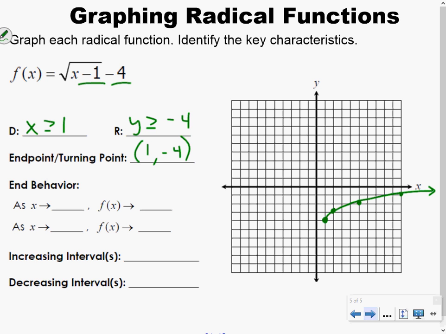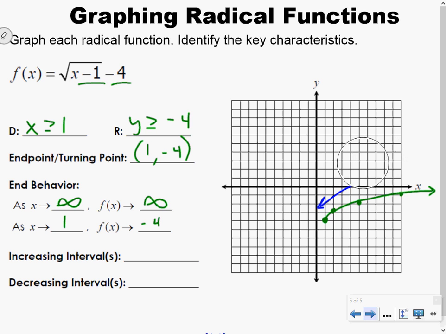For the end behavior, it's going to look a little different. As x approaches infinity, so as we go along to the right side, that arrow is going up gradually, but it's going up, so f of x is approaching infinity. But when we look at the left side of this graph, I'm not approaching an x value of -infinity because my graph doesn't go that far. I'm approaching my endpoint, which has an x value of 1 and a y value of -4. So on the left side, we're not approaching infinities, we're approaching the endpoint, so you're just looking at the x and y value at your endpoint.